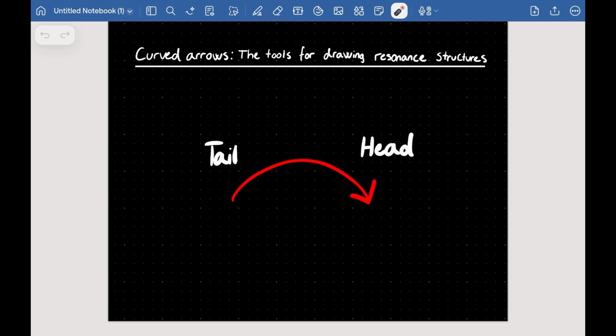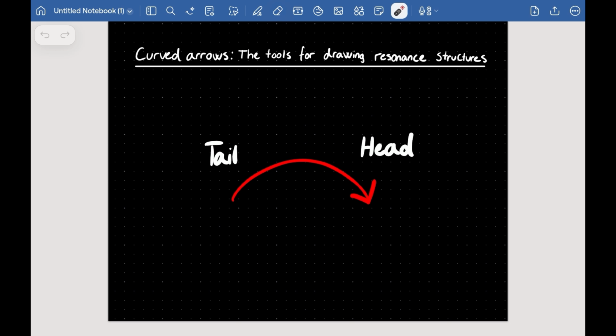Every curved arrow has two parts. And yes, both of them matter a lot. The tail shows where the electrons are coming from. The head shows where the electrons are going. So next, we need some rules about where arrows are allowed and where they are absolutely not allowed.